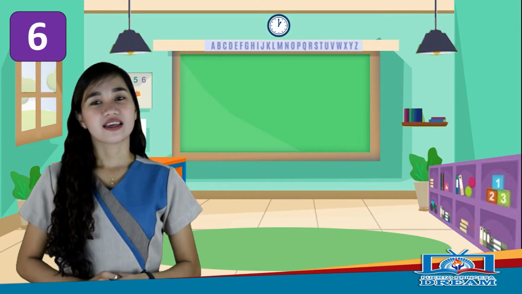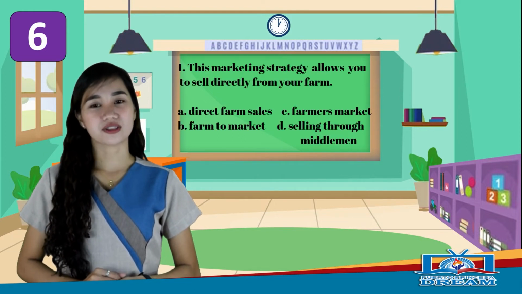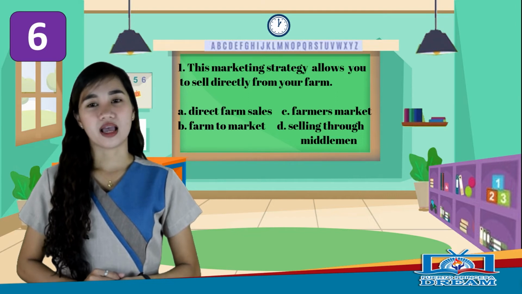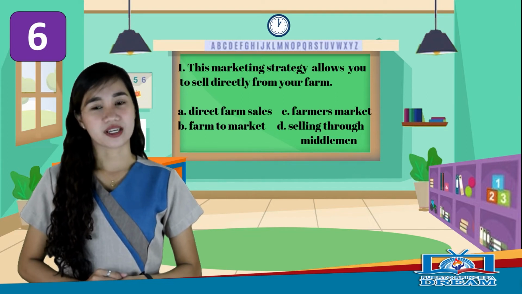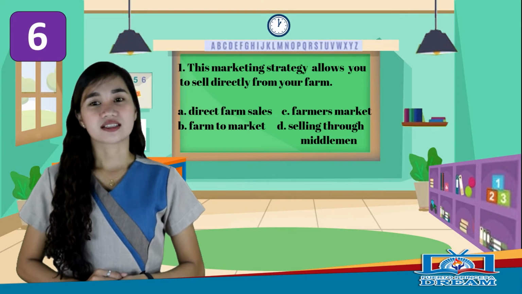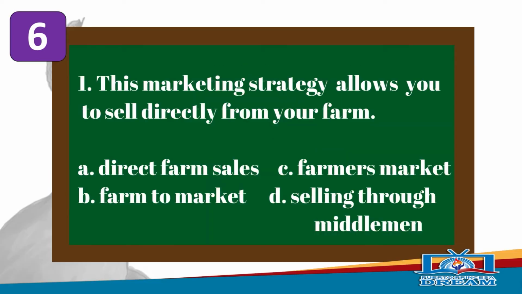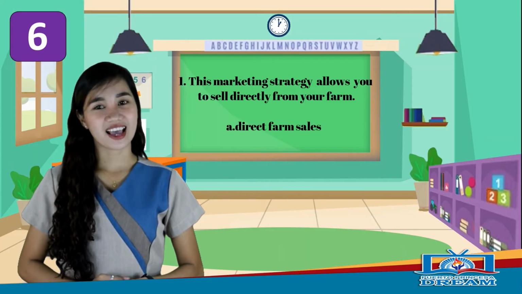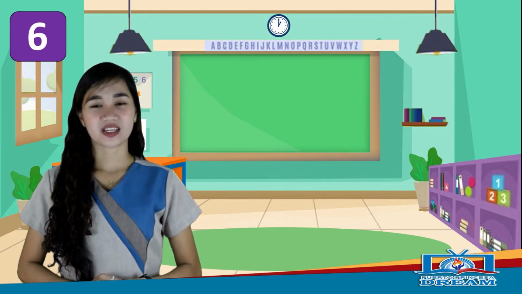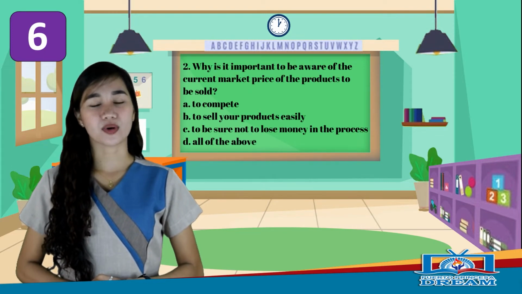First question. This marketing strategy allows you to sell directly from your farm. A. Direct farm sales. B. Farm to market. C. Farmers market. Or D. Selling through middlemen. The correct answer is A. Let's now proceed to the second question.